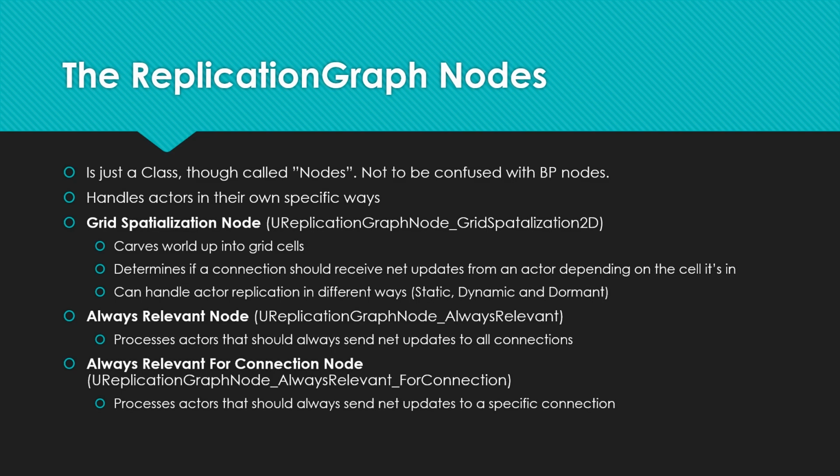And we have the always relevant node, and again, as it says, it processes actors that should always send net updates to all connections. Then we have the always relevant for connection node. So again, it's the same as always relevant, but only sends updates to specific connections.